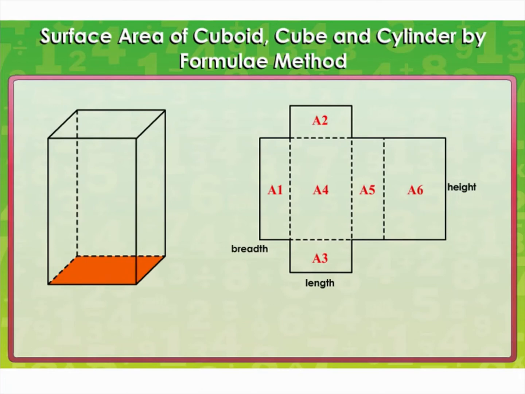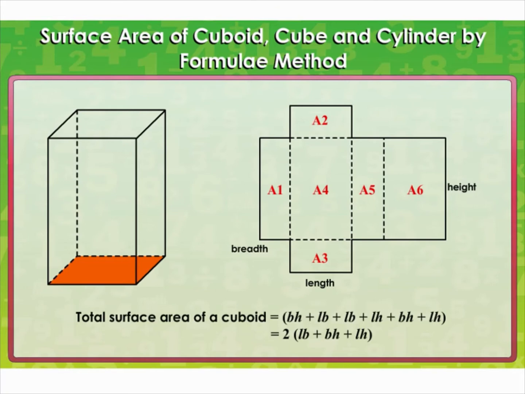Let the area of rectangle A3 be equal to L into B. Let the area of rectangle A4 be equal to L into H. Let the area of rectangle A5 be equal to B into H. Let the area of rectangle A6 be equal to L into H.